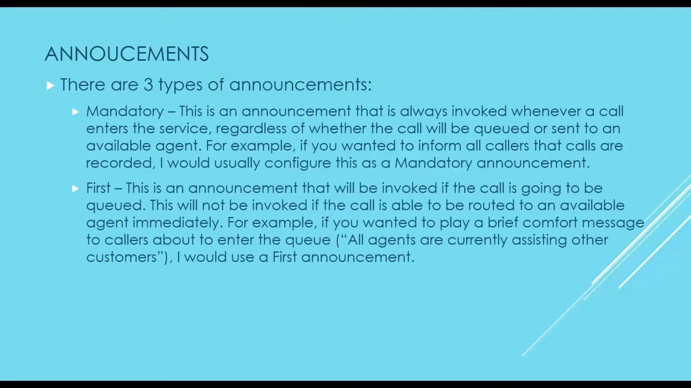Our second type of announcement is what we call a first announcement. The first announcement plays if a caller is going to be queued, but it will not play if there is an agent available and the call can be routed directly to that agent. So this would generally be the place where we would put some sort of comfort message. If you say, "Thank you for continuing to hold, all of our agents are currently assisting other customers," something like that. If you wanted to have a short comfort message if a caller is about to be queued, you would put it in the first announcement position.